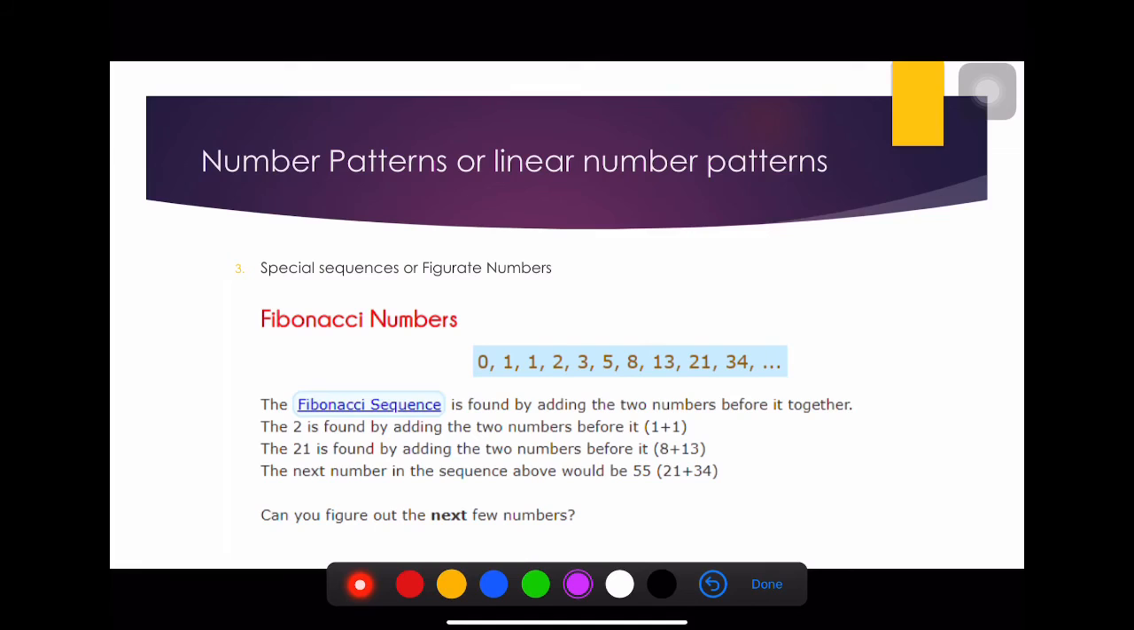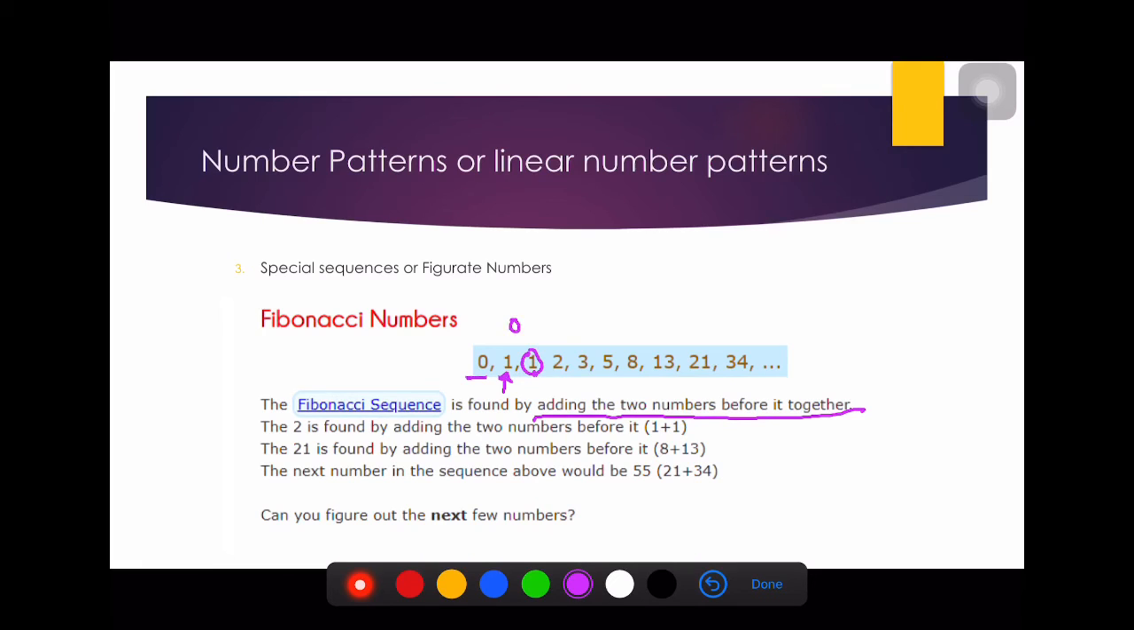Now the next one is Fibonacci numbers. The sequence is found by adding the two numbers before it together. So for example, this one here is 1, because you didn't have any numbers before 0, so you can't get this number here. But you can get the number 1 here.